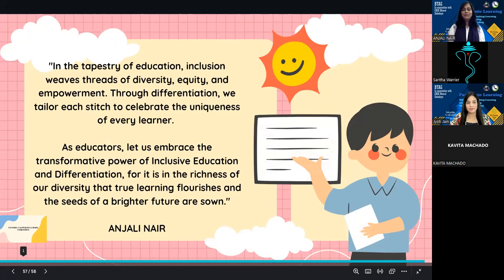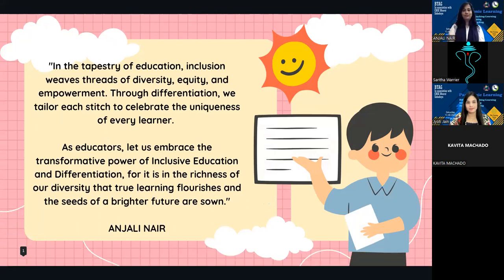Remember, educators, in the tapestry of education, inclusion weaves threads of diversity, equity, and empowerment. Through differentiation, we tailor each stitch to celebrate the uniqueness of every learner. As educators, let us embrace the transformative power of inclusive education and differentiation. For it is in the richness of our diversity that true learning flourishes and the seeds of a brighter future are sown.